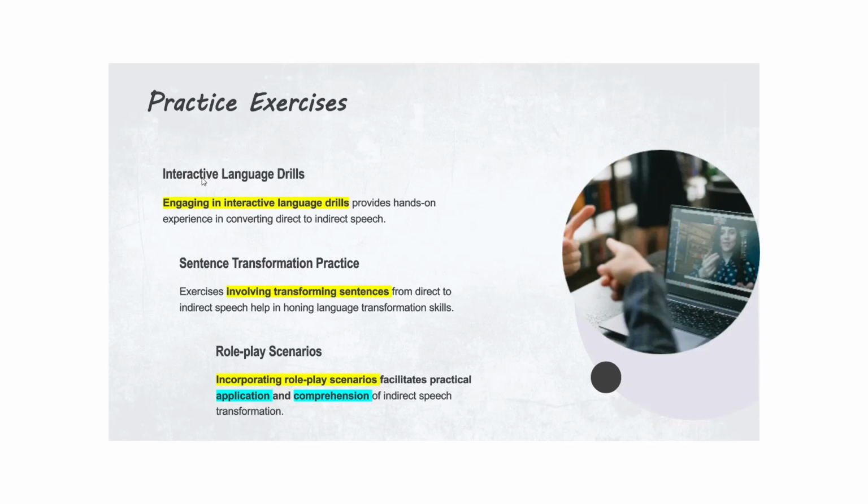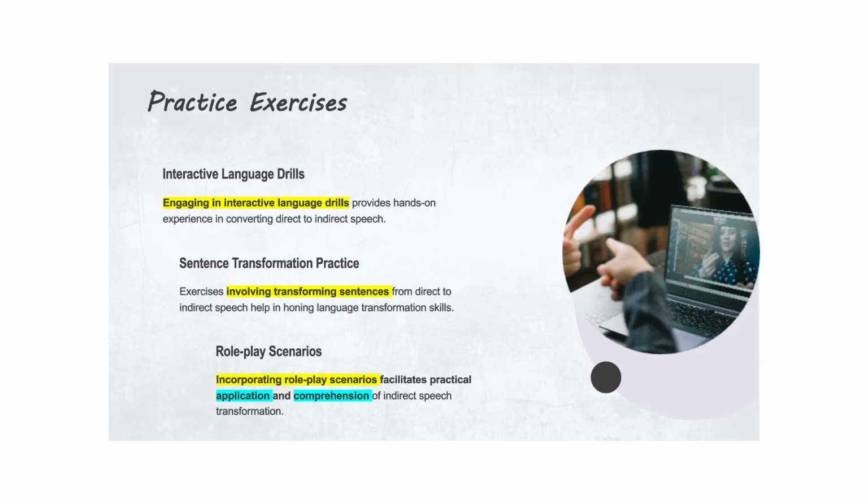Now practice exercises. Interactive language drills. Engage. What you need to do, you need to practice. How you need to practice? See, there is a picture I have placed for you. When you learn to convert a direct speech to indirect speech, you engage in interactive language drills. Provides hands-on experience in converting direct speech to indirect speech. Exercises will involve transforming sentences from direct to indirect speech, which will help you to hone your language transformation skills.